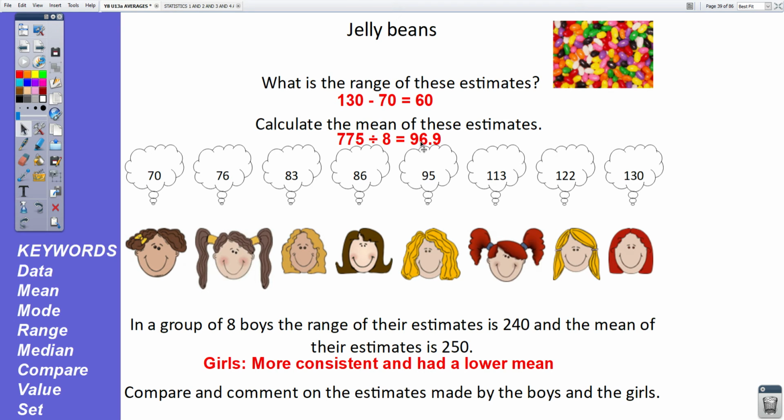The girls also had a lower mean. Their mean estimate was just under 97. The boys' mean estimate was 250. So this would be a decent comparison of their range and their mean. Moving on.